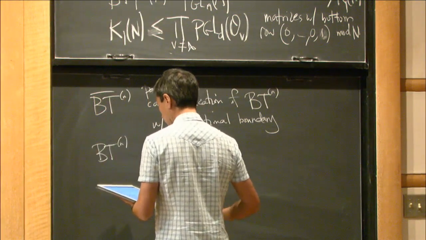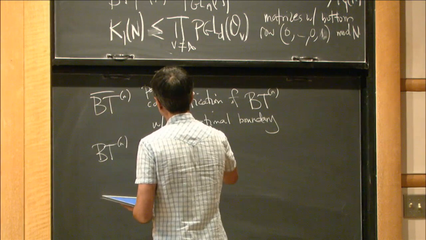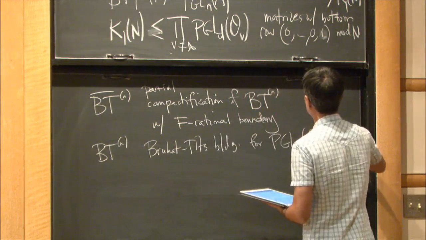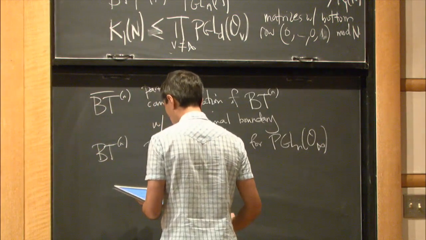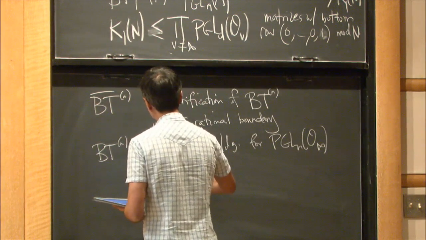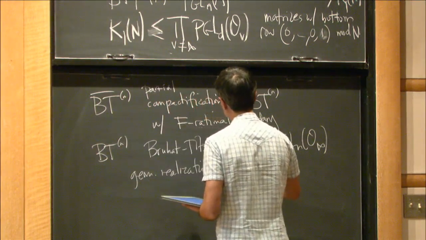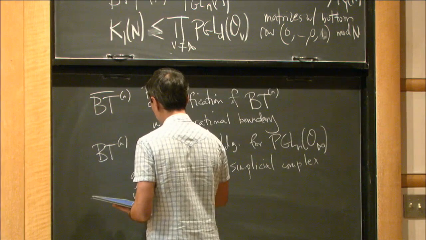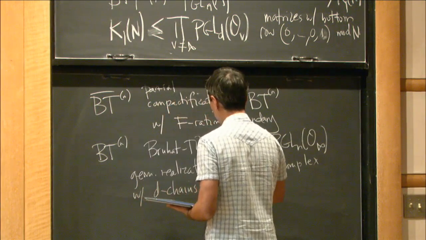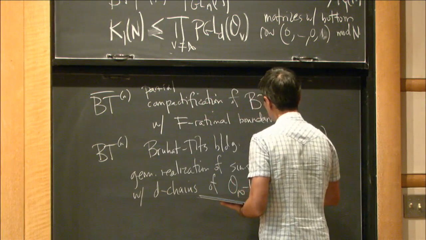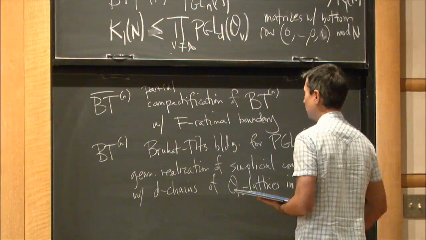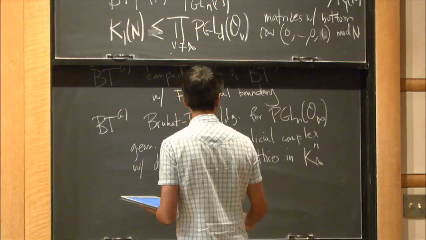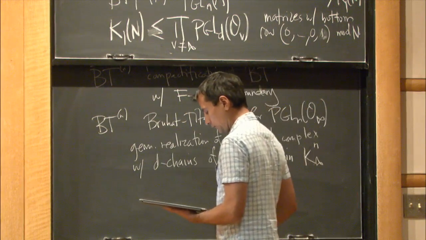OK, so what is this? B_n is the Bruhat-Tits building for PGL_n over O_infinity. So it's a geometric realization of a simplicial complex with d-chains of O_infinity lattices in K_infinity^n as the d-simplices. So O_infinity is the valuation ring in K_infinity.